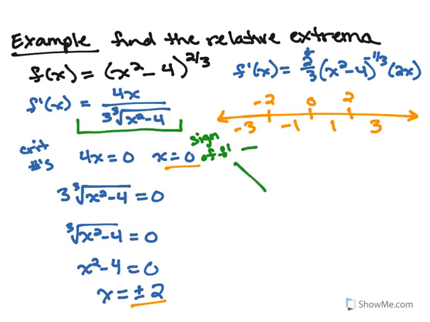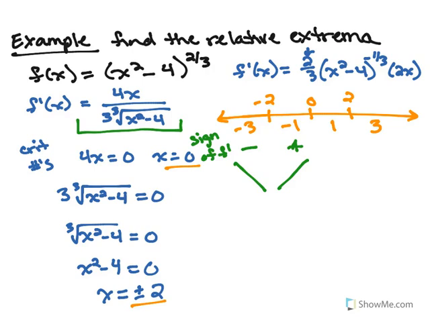If I plug a negative 1 in here, I get 1, because I square it, minus 4 is negative 3. Now it's a cube root, so that's okay. I can cube root a negative number, and I'll get a negative number. So I have a negative denominator, and when I plug negative 1 in the numerator, it's also negative. So I'm going to get a positive value. So I'm increasing.